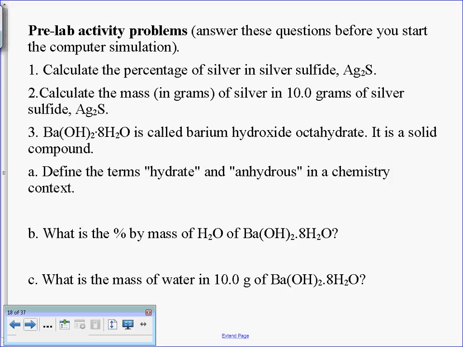This right here is the pre-lab to the actual lab, the simulation. The simulation is very, very easy. It's pretty short. Let's work through the first couple of these, and then I'll let you guys go to the computers, okay? So write this on a separate sheet of paper. This is the simulation lab. Calculate the percent silver in silver sulfide. And then use that to calculate the mass of silver in 10 grams of silver sulfide.